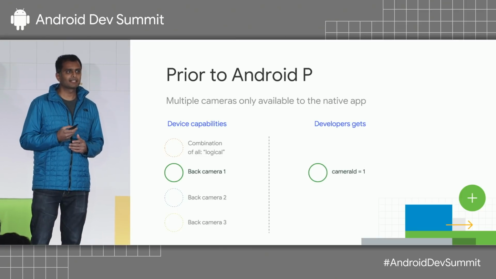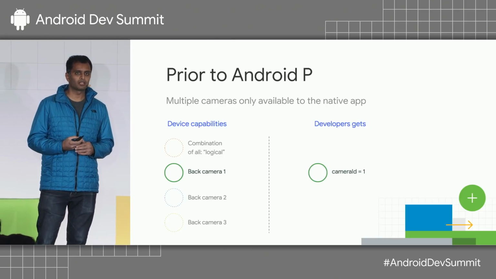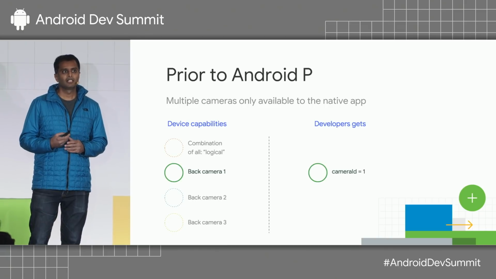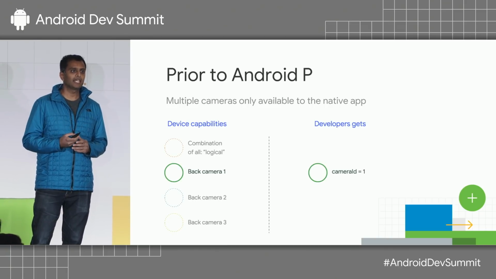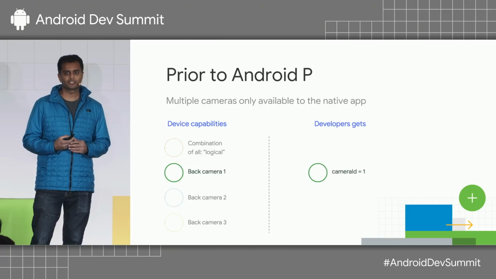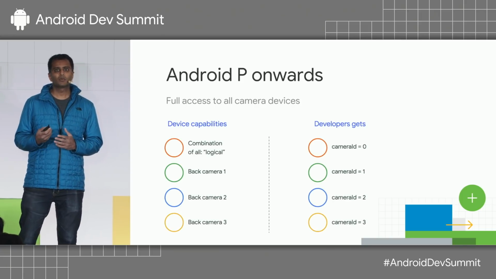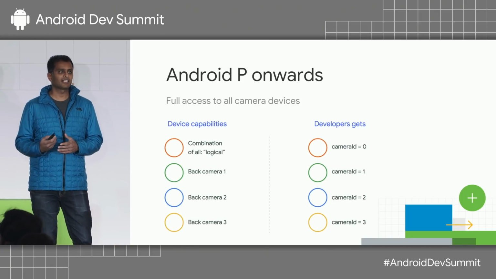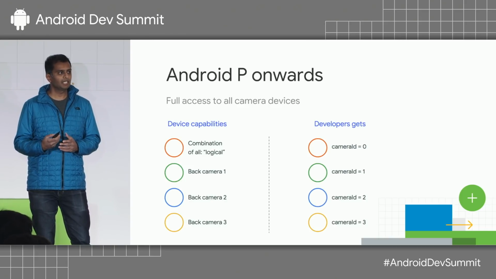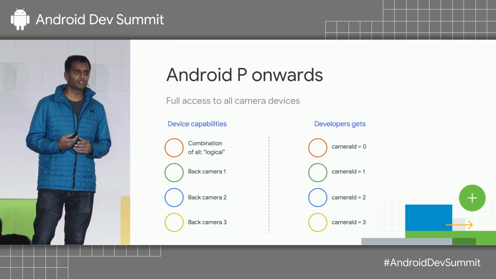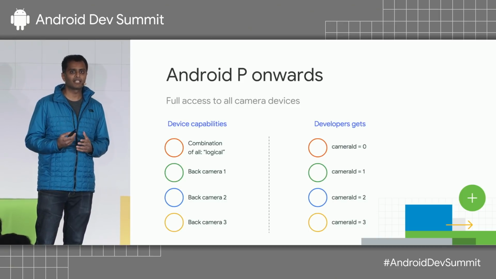Now, let me step back and say why this new API is so important. Prior to Android P, as developers, you only get access to one of the physical sensors, where the native camera app gets access to the full hardware capability. But starting with P, you'll get the same access as the native camera app. This includes all the physical sensors, plus the logical camera. And the logical camera is an abstraction of all the physical sensors that allows you to easily take advantage of the hardware.